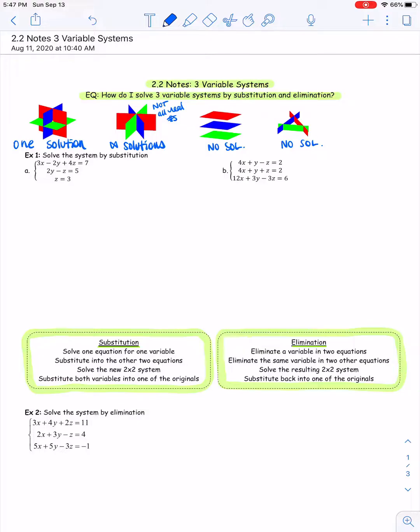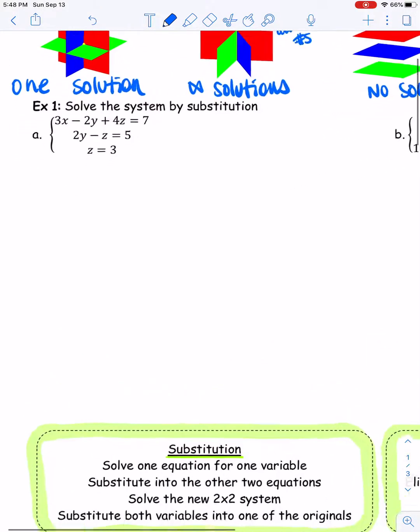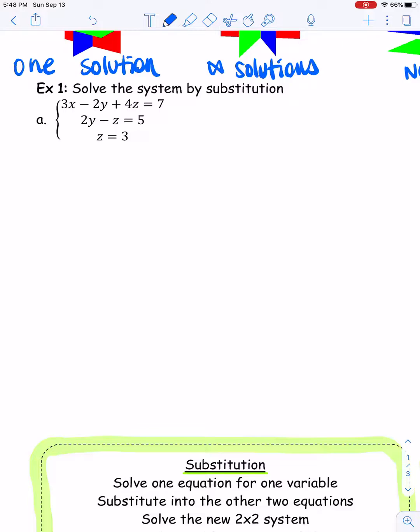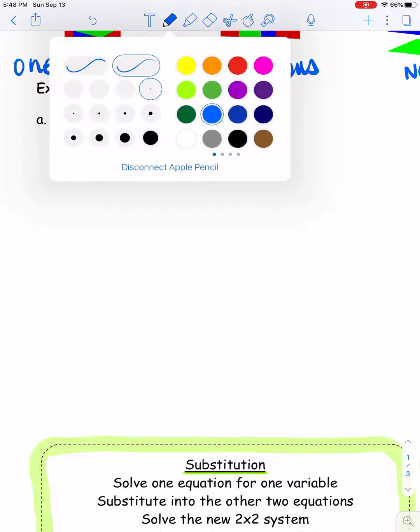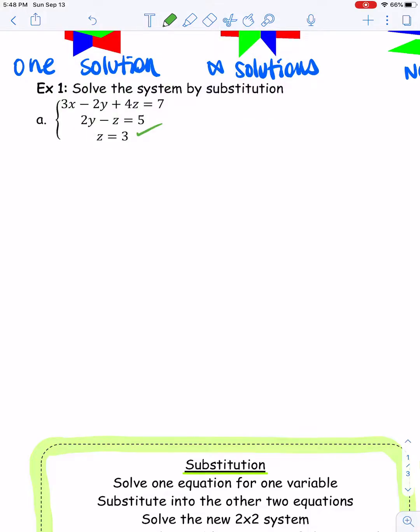Like I said, we can't solve by graphing because we don't know how to graph three-dimensional yet. So we're going to solve this by substitution or elimination. In the first example, I'm forcing us to use substitution for example A and example B. For example A, we're thinking, hallelujah, because one of our variables is already solved for. We already know what z is equal to.